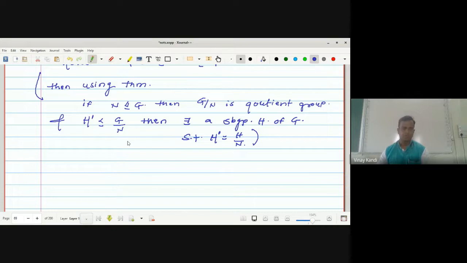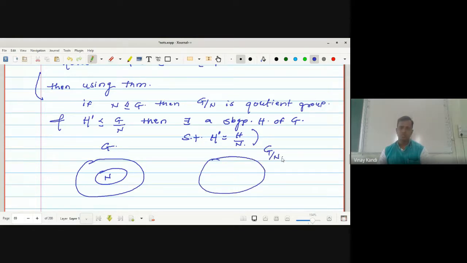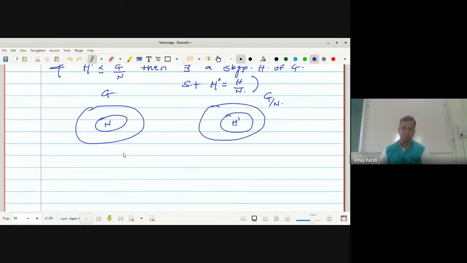Look at what it says. This is G. This N is normal in G. This is G by N. What is H dash? H dash is a subgroup of G by N. Then, if that is so, what happens? There exists a subgroup H of G such that this H dash is equal to H upon N. Such an H exists, of whom? Of G, such that H dash coincides with H upon N.